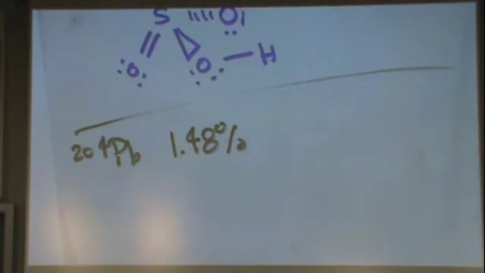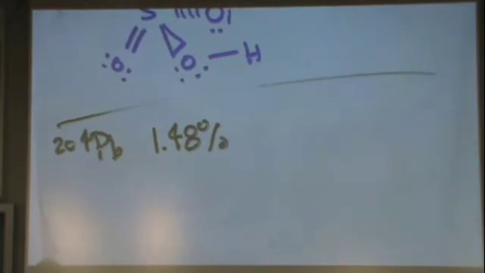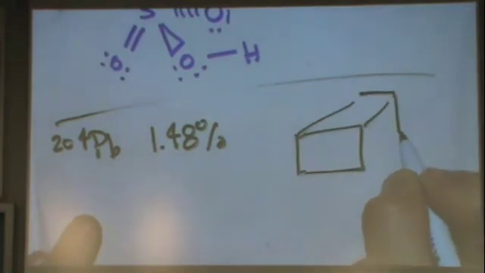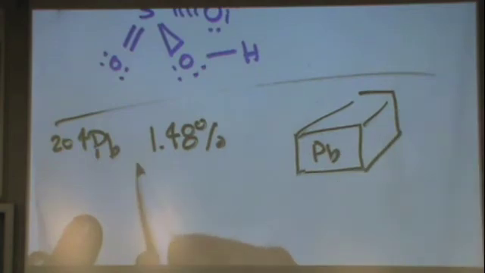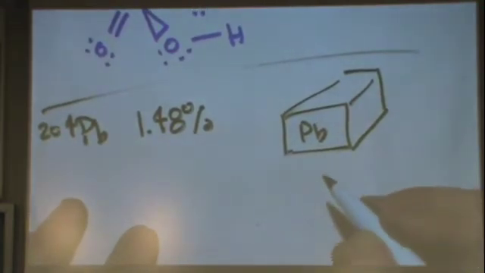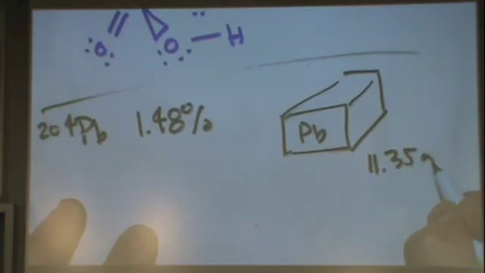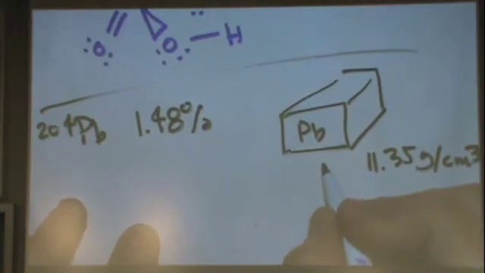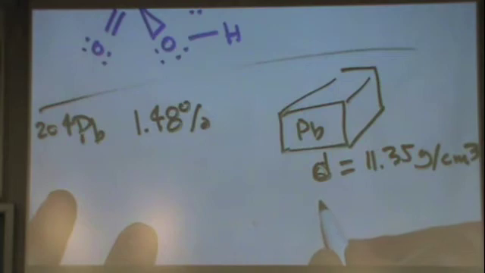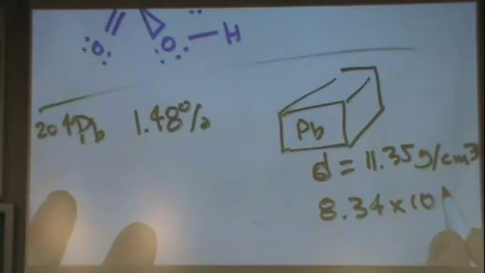And I have a block of just straight up lead. I know this percent of this lead is 204. The rest of it is anything else. I know its density is 1.35 grams per cubic centimeter. There's the density of lead. We know the number of atoms in this thing: there's 8.34 times 10 to the 21 atoms in that block.